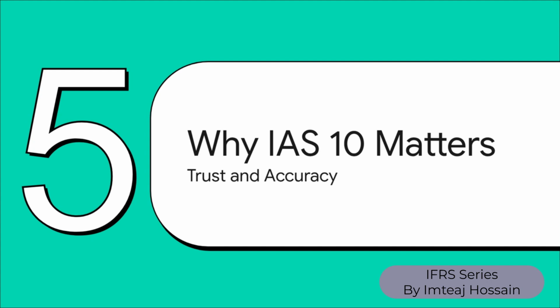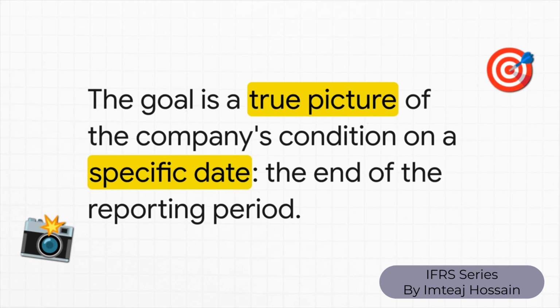So why is this distinction so important? Why all the fuss? Well, it all really comes down to two simple but powerful words: trust and accuracy. The whole point of a financial report is to give a true picture of the company's position at a very specific moment in time, like the close of business on December 31st. IAS 10 protects the integrity of that snapshot. It makes sure we don't go back and change the past just because of things that happen later.